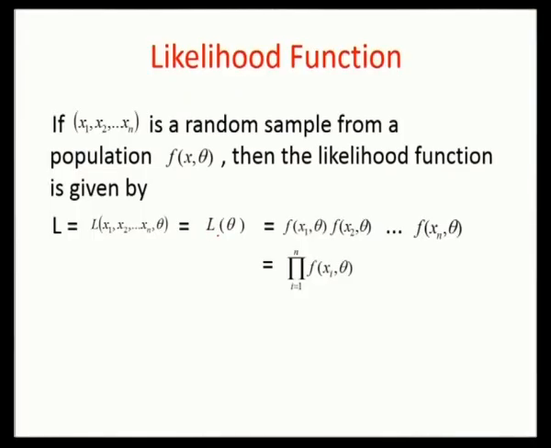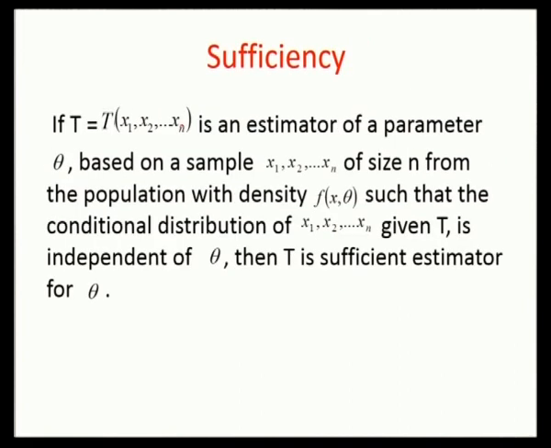up to xn, theta, which we can denote as L of theta, which is equal to f of x1 comma theta, f of x2 comma theta, etc. up to f of xn comma theta, which you can combine as a single statement as the product of f of xi comma theta. Hence your likelihood function L can be denoted as the product of f of xi, theta. So having known this particular concept, let us move to the definition of sufficiency.